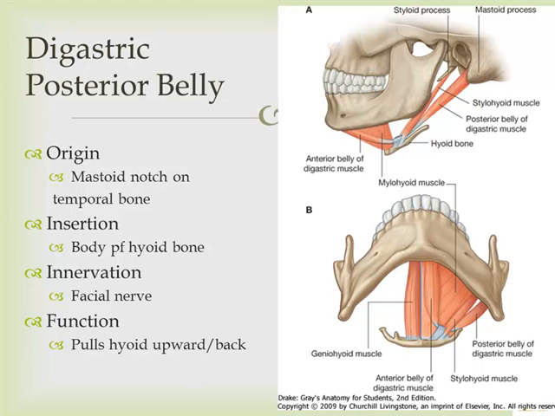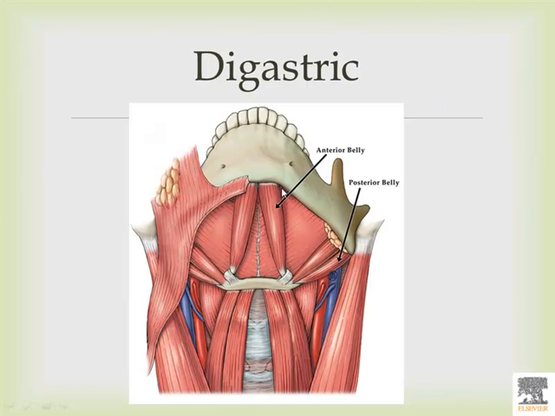As for the posterior belly of the digastric muscle that we can see right here, it will originate on the mastoid process right here, mastoid notch of the temporal bone, and it will insert on the body of the hyoid bone. As for the innervation of the posterior belly of the digastric, it will be innervated by which cranial nerve? Facial, 7. And again, when it contracts, it will help to pull the hyoid bone backwards or upwards. Here is another figure that gives you the anatomy of the digastric, the anterior belly, the posterior belly of the digastric muscle.